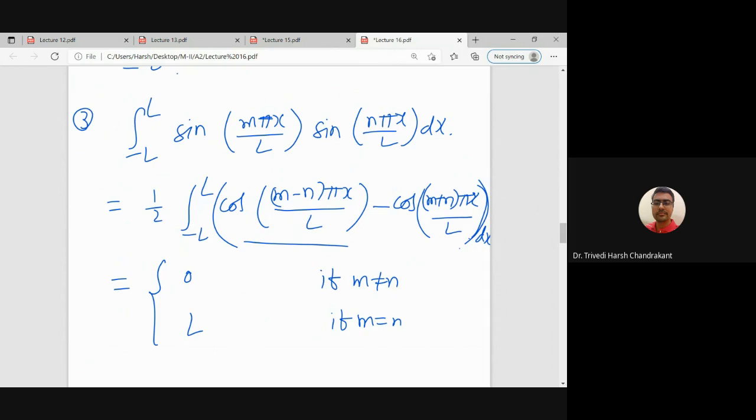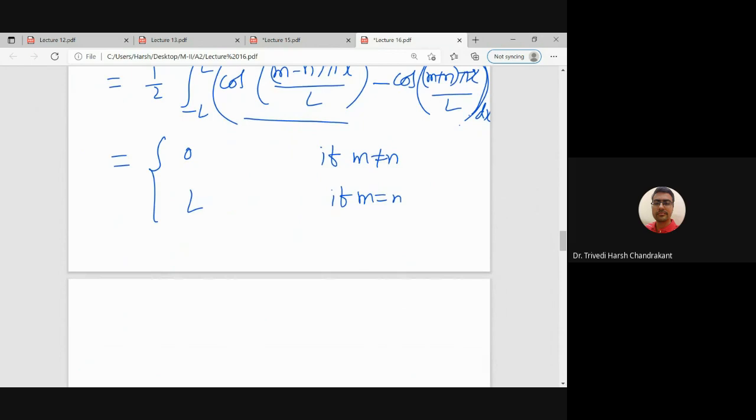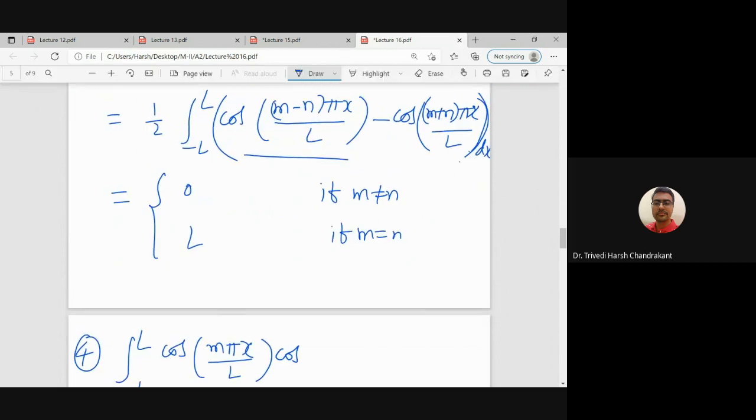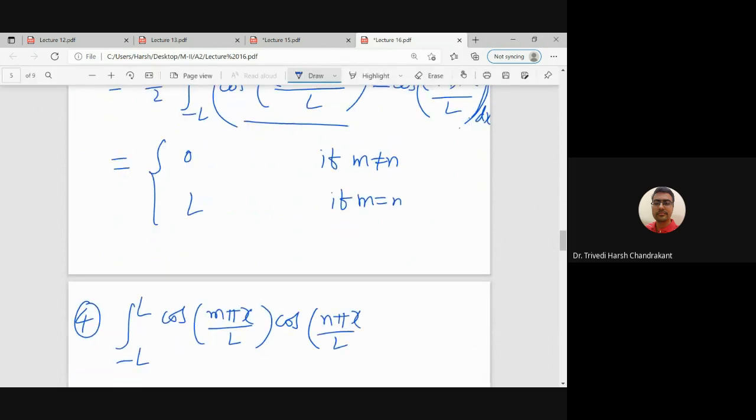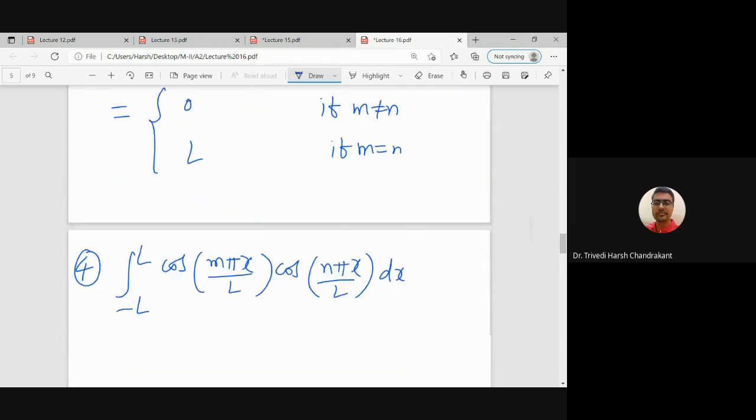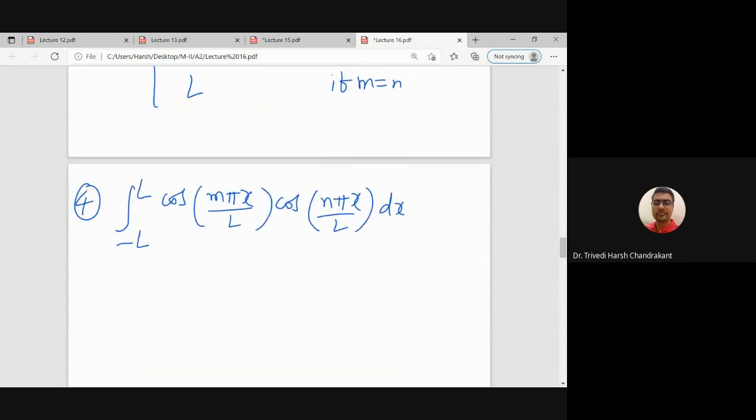Okay, and similarly, this is the sine into sine integral formula. We can also do the cosine into cosine formula. That will be the last formula: the integral from minus L to L of cosine(m pi x / L) times cosine(n pi x / L) dx. So what is L? L is some positive number. You can also verify that this is 0 if m is different from n, and it is L if m is equal to n.